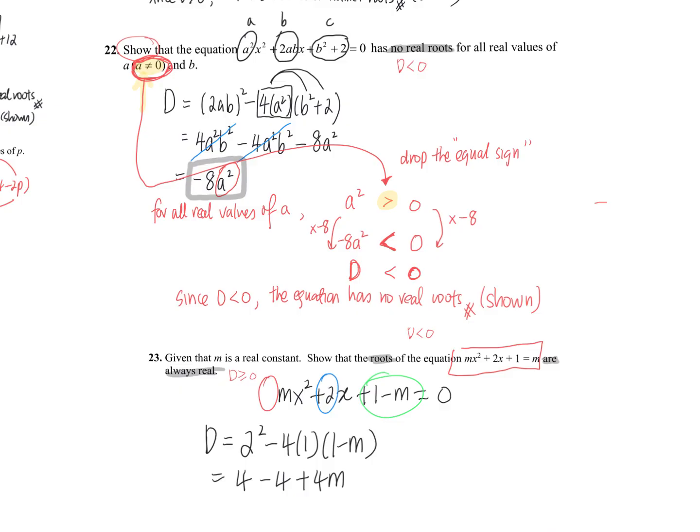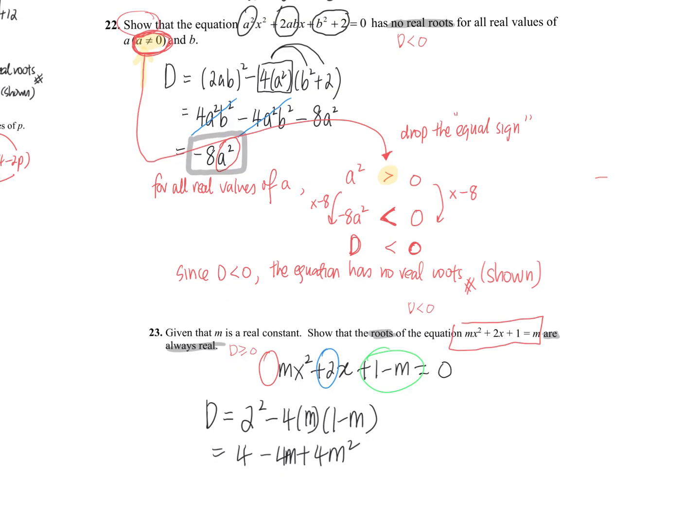Doesn't look like we can prove anything though. Oh, m. My bad. 4 minus 4m. Okay, I should circle this. Minus 4m plus 4m squared.